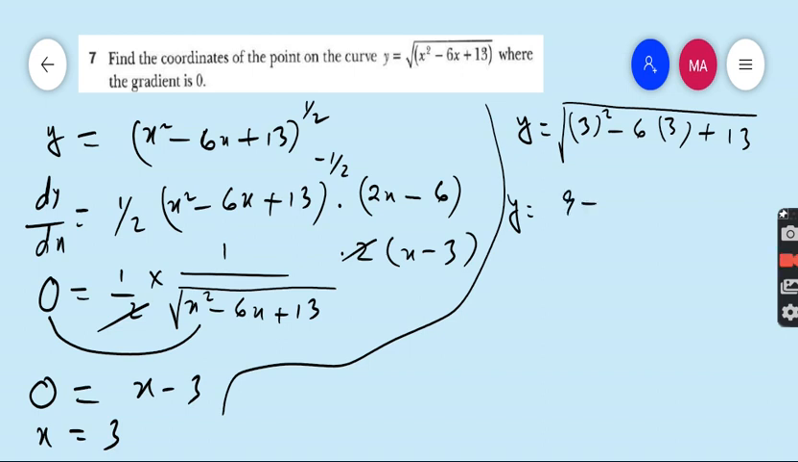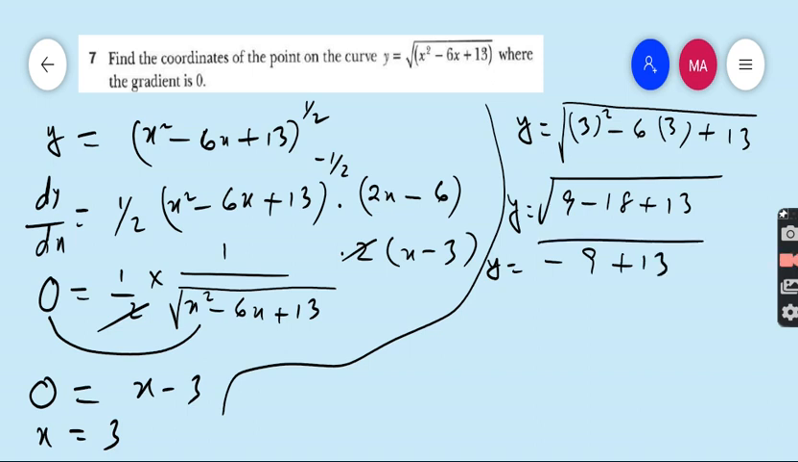3 square is 9, 6 times 3 is 18, plus 13. So y is equal to 9 minus 18, which is minus 9, plus 13. Minus 9 plus 13 is 4, root 4 is 2.